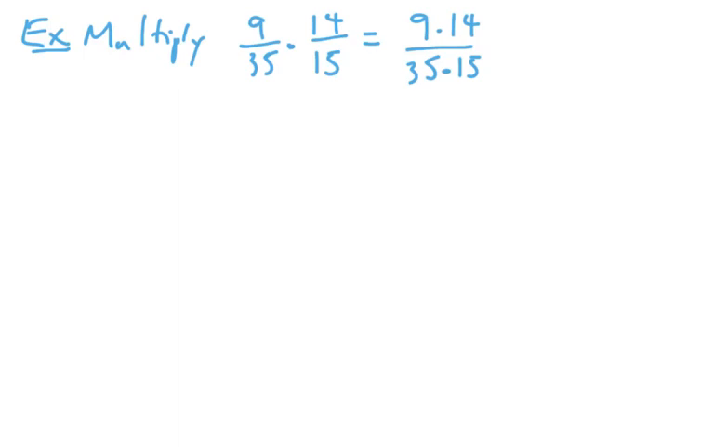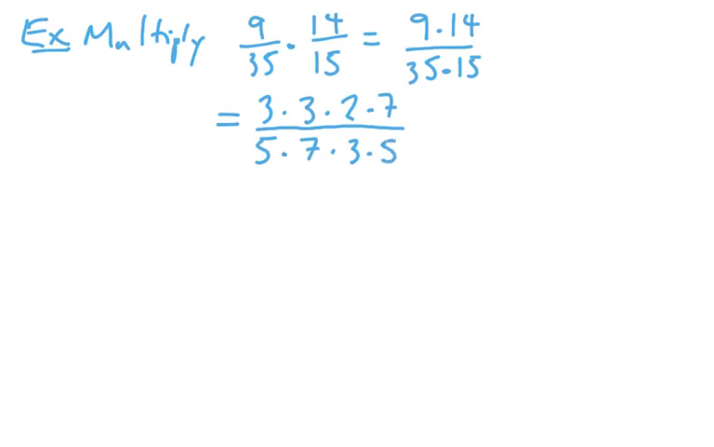So here is what I recommend. Before we actually do any multiplication, let's factor all of these numbers and see whether we can find any simplification like we did on the example we just did. So let's factor everything. 9 is 3 times 3. 14 is 2 times 7. Then going into the denominator, 35 is 5 times 7. And 15 is 3 times 5.